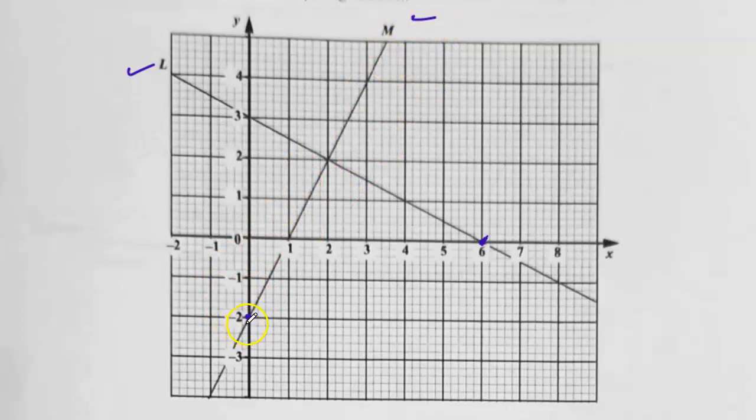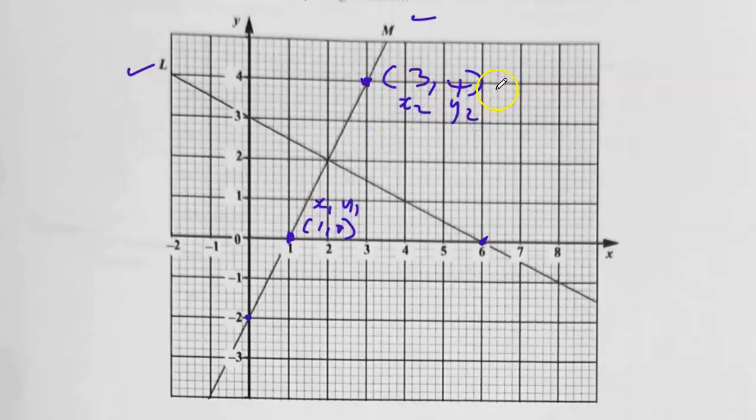So what we really want is the gradient of the line M. To get the gradient of M, we can select any two points on the line. Let me select this point, which is (3, 4), and let me select this point, which is (1, 0). I'm going to call the first x1, y1, and the second x2, y2.